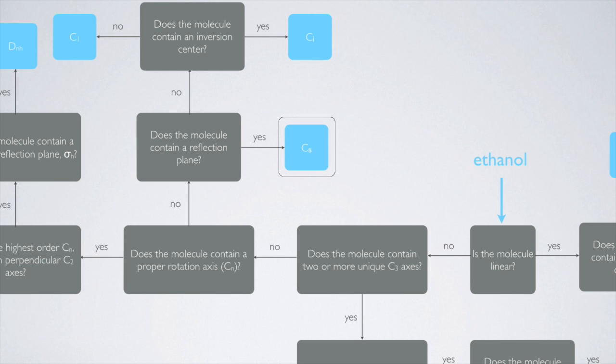Does the molecule contain a proper rotation axis? Think of ethanol. The answer again is no. Does the molecule contain a reflection plane? Yes, you can get a reflection plane through the oxygens and the carbons, so the answer is yes, it does. So that's a low symmetry molecule, and it's defined as Cs.